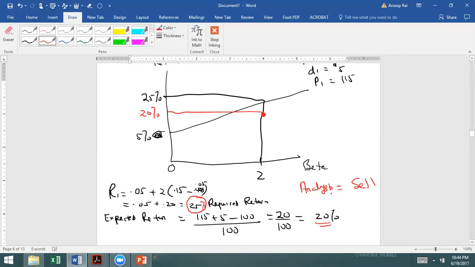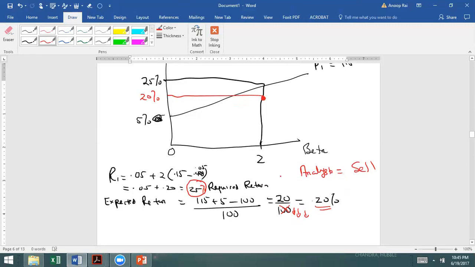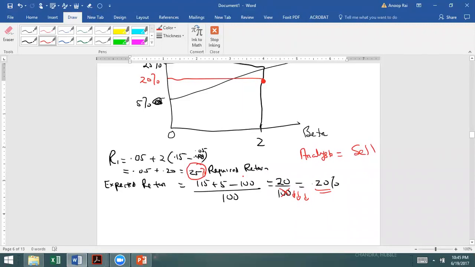As they recommend a sell, what will happen to the price of the stock? Obviously, the price of the stock will start coming down, coming down, coming down, correct? And where will it stop? It will stop when the expected return is equal to 25%, because that's what the market demands, correct? So in order to solve what it will stop at, we'll do this: 115 plus 5 minus x over x will have to equal 25%.